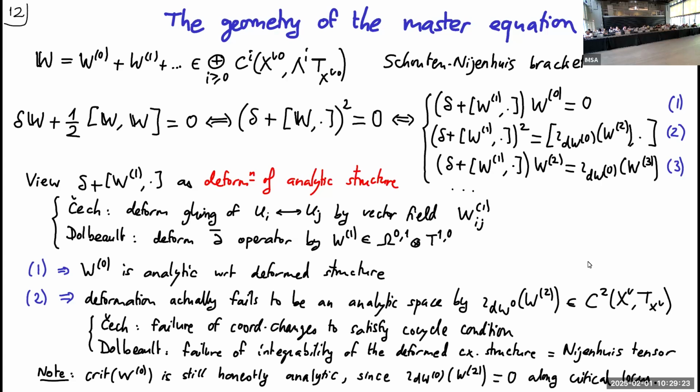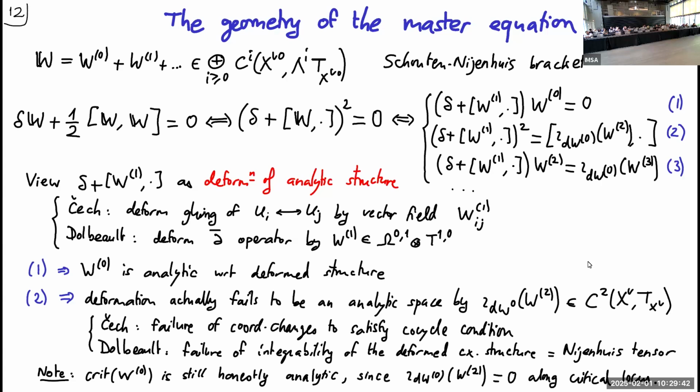The next thing says this delta plus W1 squared is not 0 anymore, but rather is the bracket with interior product of W0 and W2. That's the issue we identified in our example. And then there's further things.